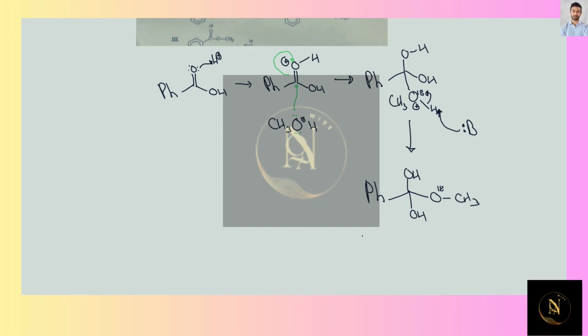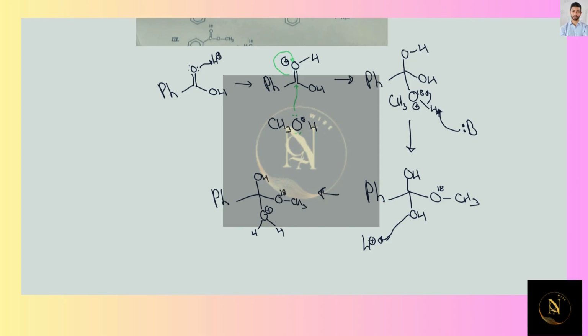Finally, we're going to take a proton coming from the acidic environment, producing our phenyl, OH, O18CH3, and OH2 with a positive charge. Notice that this is already going to be a good leaving group.